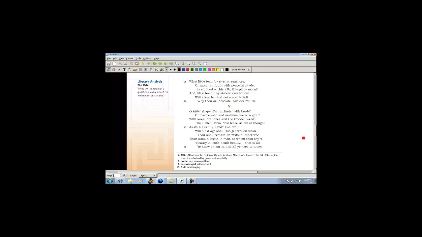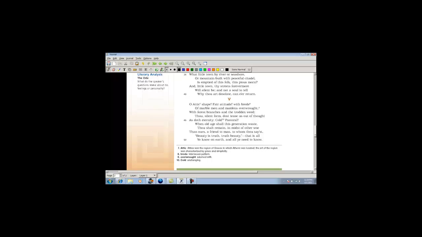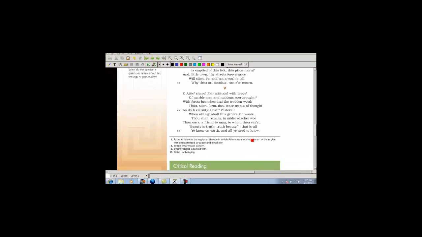And finally, looking at stanza 5, "O Attic shape." Again, this Attic is a reference to Attica in Greece. And it also references, please note, the art of the region. So grace and simplicity. "Of marble men and maidens overwrought, with forest branches and the trodden weed." Take note, these are more descriptions.